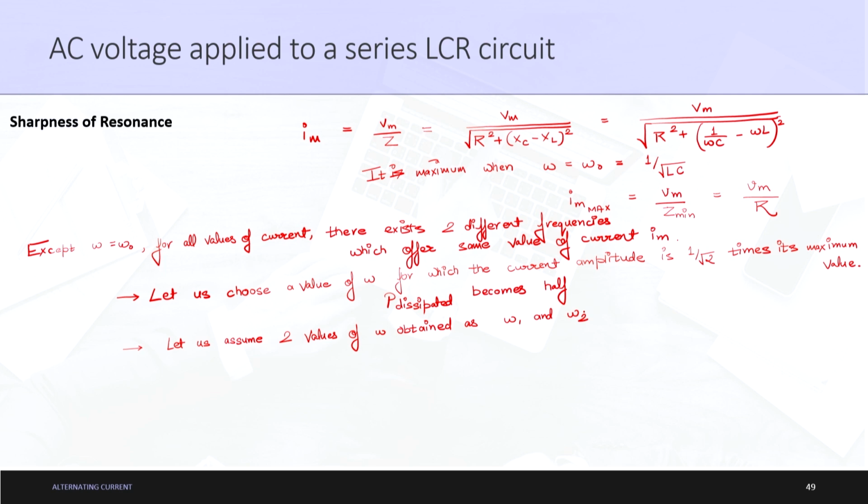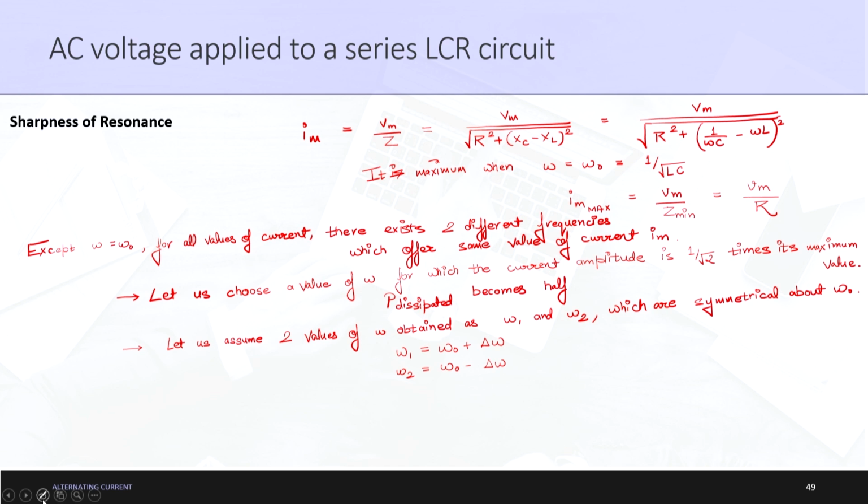Okay. So, if these are two values, omega 1 and omega 2, which are symmetrical about omega naught, we can write omega 1 is nothing but equal to omega naught plus delta omega, and omega 2 is nothing but equal to omega naught minus delta omega. Okay. I hope it is clear till now.